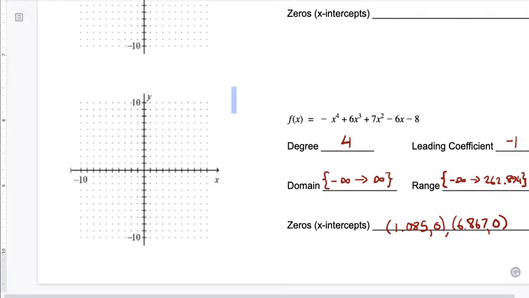Okay, so that's the information that you're going to be asked for from your equations. That's how to find it. And from there, you'll be able to go and do the worksheet if you haven't already done it. All right, any questions, please feel free to ask.